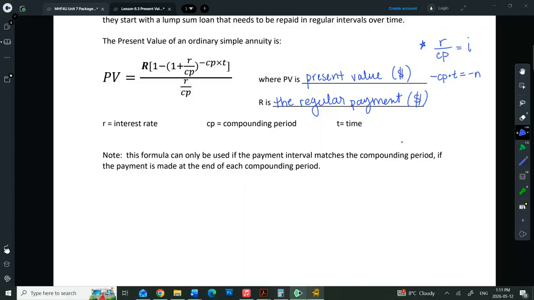Okay, so these formulas will be given to you on your test and on your exam. You don't have to memorize them, you just need to know what the variables represent. Okay, same as yesterday, this formula can only be used if the payment interval matches the compounding period. So if the interest is compounded every month, the payment would be taken out every month, or if I'm paying my mortgage, I would be paying it monthly, basically.